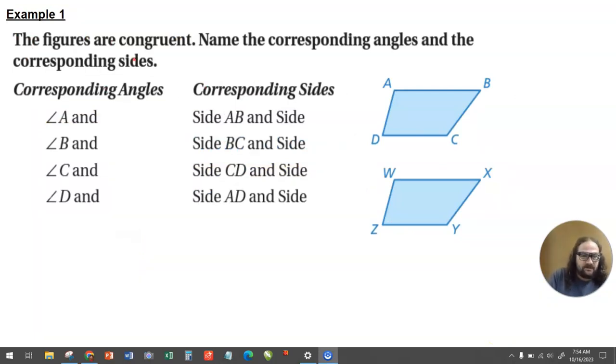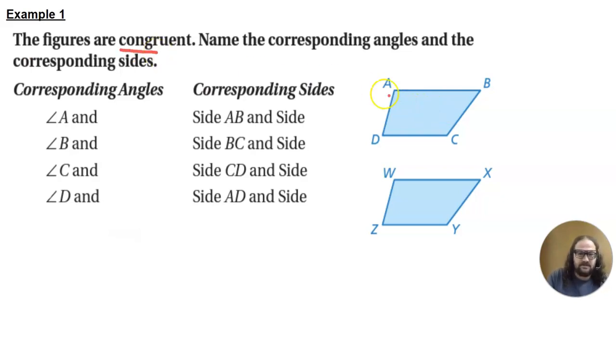They tell us that the figures they show us are congruent, so that means they have all equal corresponding angles and corresponding sides are the same. So what we need to do is figure out which angle and which side corresponds from one to the other. So corresponding angles. Angle A is this angle right here. And in the other figure, angle W looks like it's in that same position, same size. So angle A and angle W are corresponding angles.